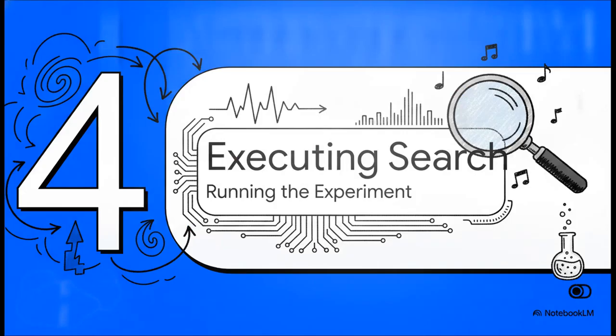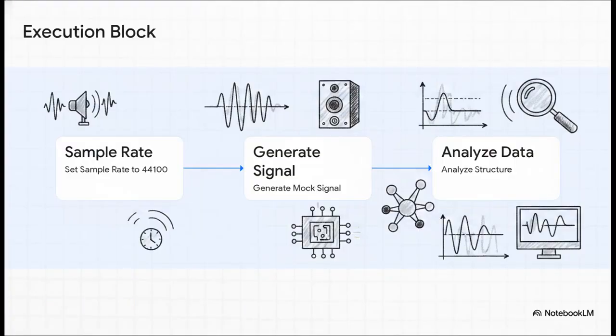All right, part four, executing the search. We've built our environment and our magnifying glass. Now it's time to actually run the experiment. The final execution block breaks down into 3 really clear sequential actions. Step 1, establish the rules by setting the sample rate to 44,100. Step 2, call the function to generate our mock signal. And step 3, pass that fresh signal right into our analysis function.